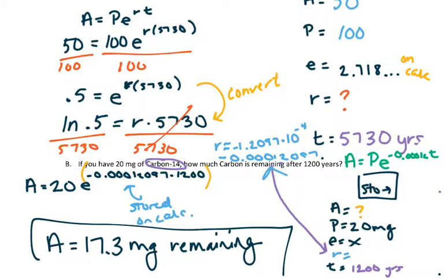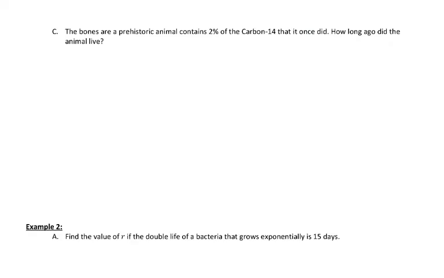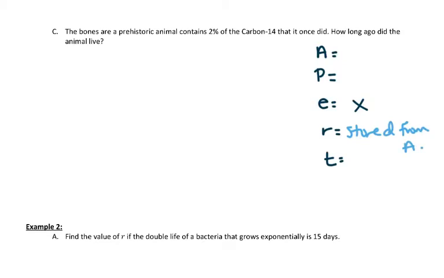All right, there's another part to this. Part C says the bones of a prehistoric animal contain 2% of the carbon-14 that it once did. How long ago did the animal live? Again, let's write out what all of our variables are. Again, E we know. R is going to be stored on our calculator. This is from part A in our notes before.